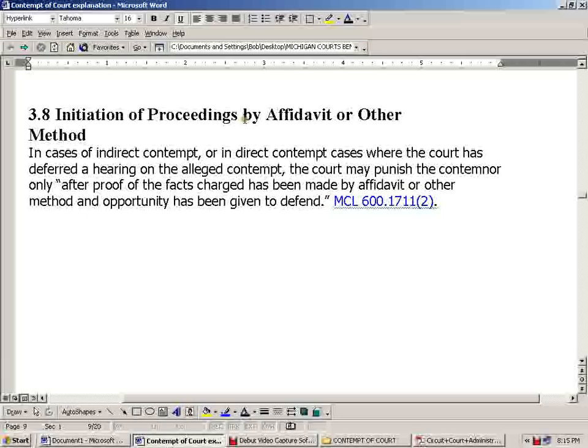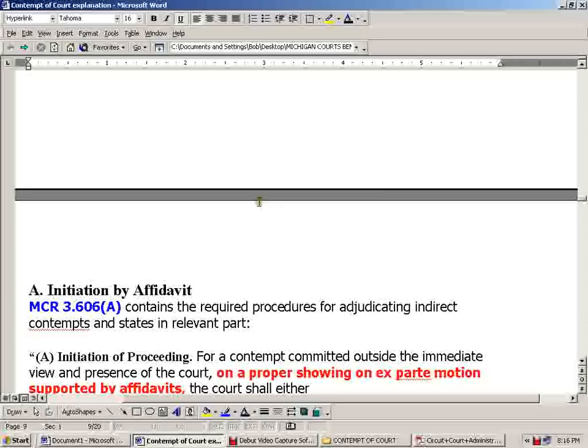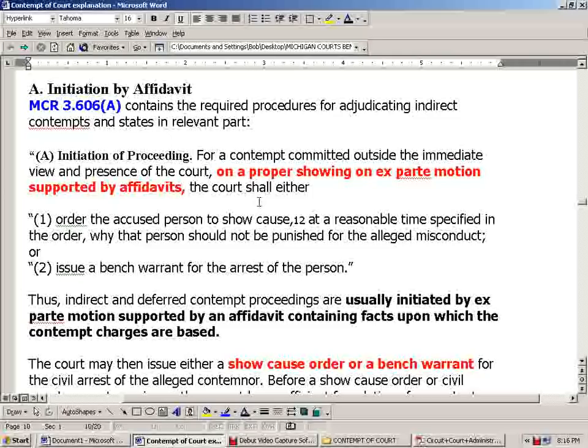Initiation, affidavit, or other method. In indirect contempt cases, or cases where the court has deferred a hearing on the alleged contempt, the court may punish the contemptor only after proof of the facts charged has been made by affidavit or other method and an opportunity has been given to defend. MCR 3.606 again contains the requirements.